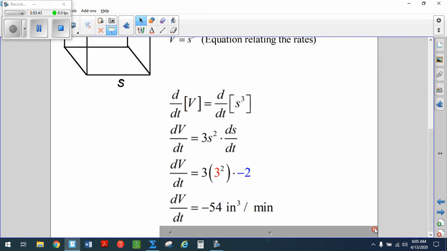And so when the side length of the cube is 3 inches, it's a big cube, the volume is decreasing at 54 cubic inches a minute. So if the side length is 3, there's only 27 cubic inches of volume there, which means it would take less than a minute for that cube to completely melt.